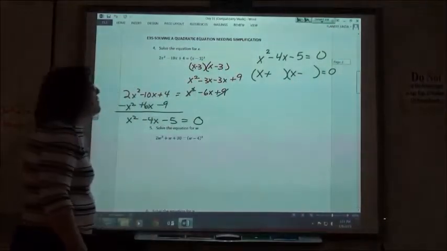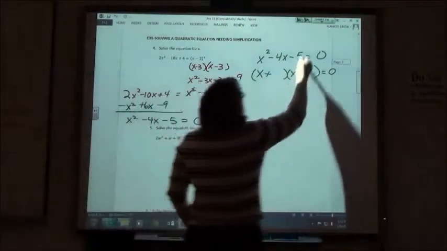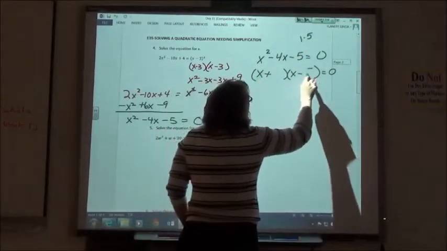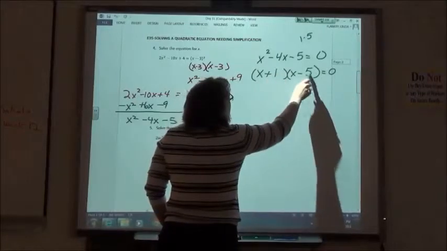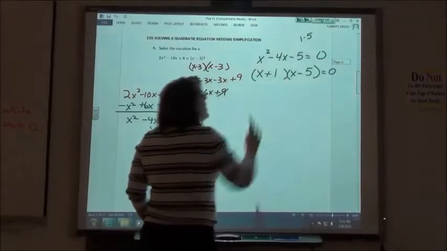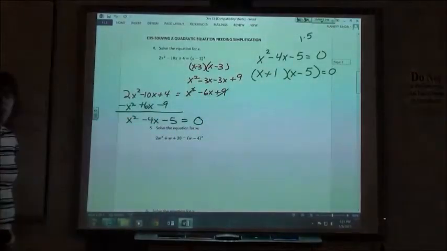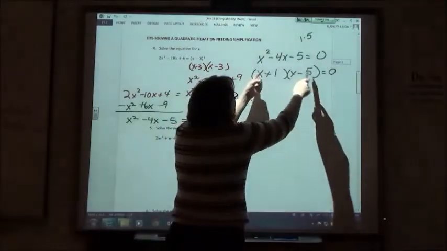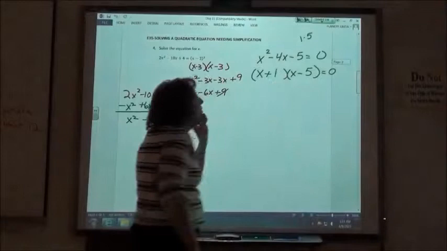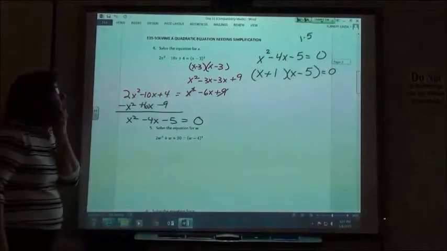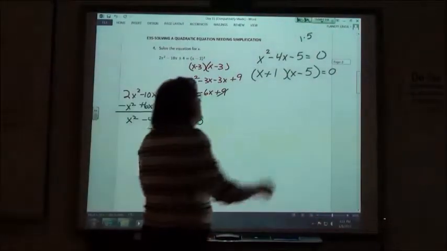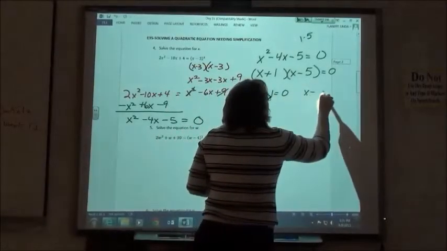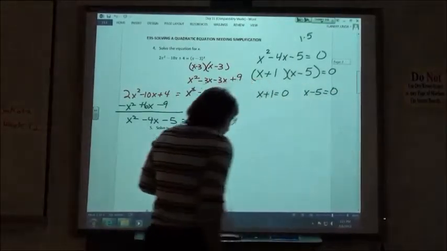Factors of 5 that give me 4 in the middle. Well, the only way to get 5 is 1 times 5. I want a minus 4, so my bigger number has to be negative. Negative 5x plus 1x is the minus 4x in the middle. You can always double check. The outside plus the inside add up to the middle. Negative 5x plus 1x is negative 4x. So either x plus 1 equals 0 or x minus 5 equals 0.